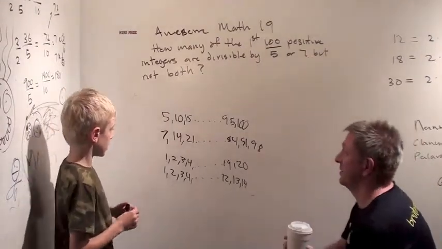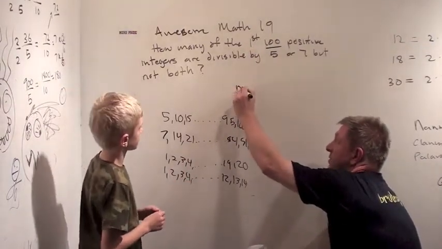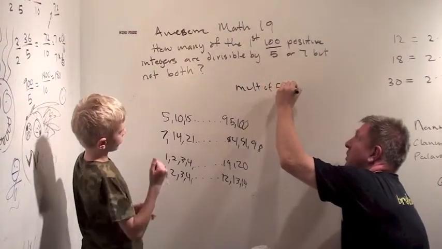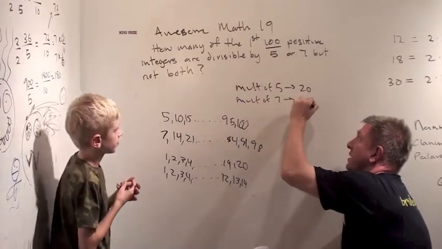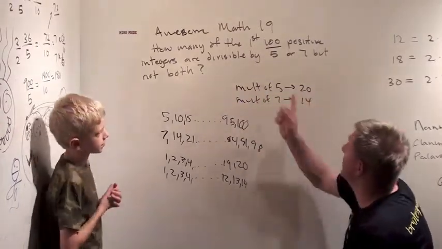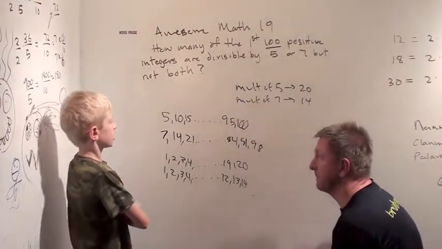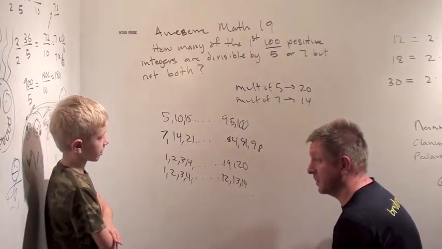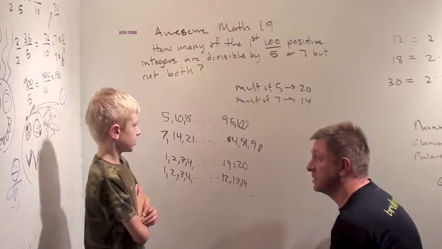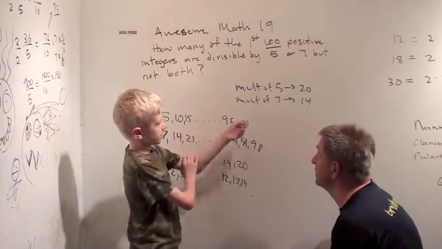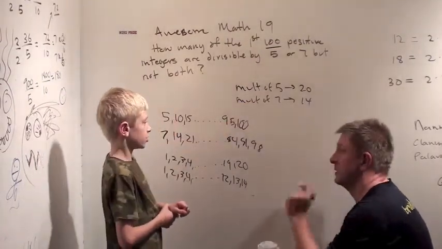So multiples of 5, we have 20 of them. And multiples of 7, we have 14, you said. But the question is, how many are multiples of both? And that's why this problem's in this chapter. I think I have a bit of a trick. 7 times 5 is 35 and 7 times 10 is 70. So there's two of them.